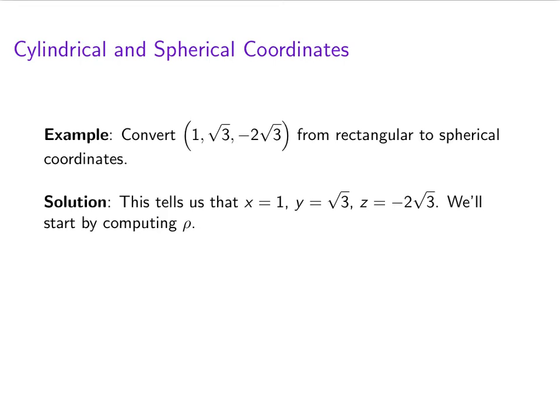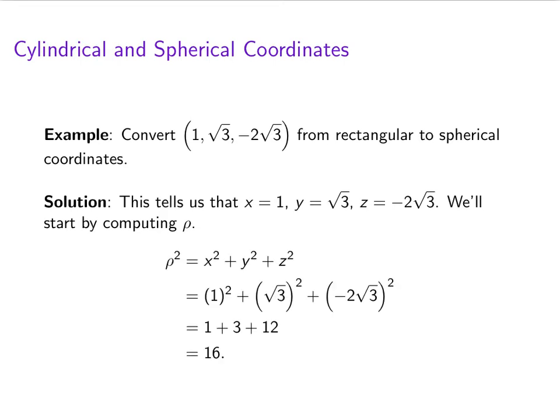That's the easiest one, so we use the distance formula. We just say rho squared is equal to x squared plus y squared plus z squared, and then plug in those values that we have, x, y, and z. We end up getting rho squared equals 16, and so that tells us rho is equal to 4.